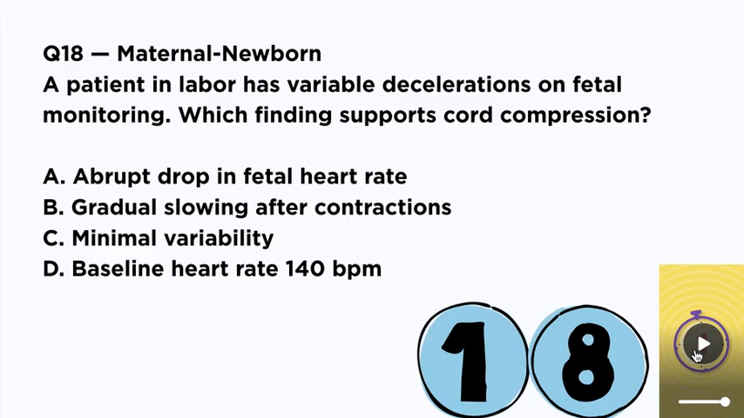Correct answer, question number 18 is letter A, variable deceleration. That's what we call variable deceleration, y'all. It shows sudden drops in fetal heart rate caused by cord compression. Let's go to question number 19.